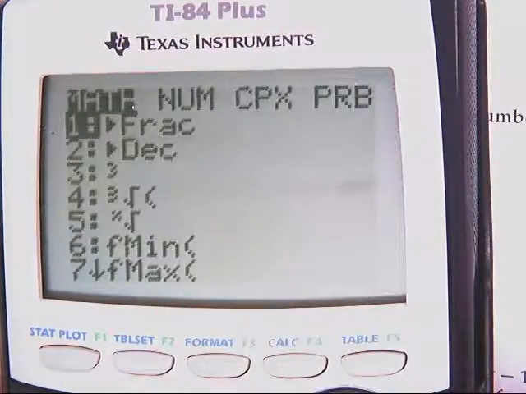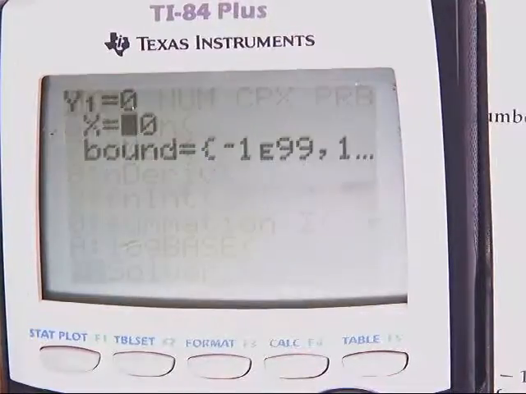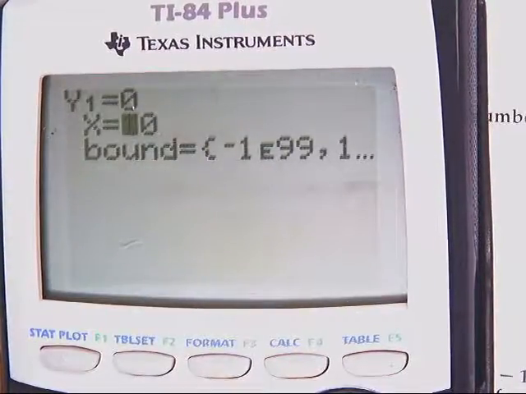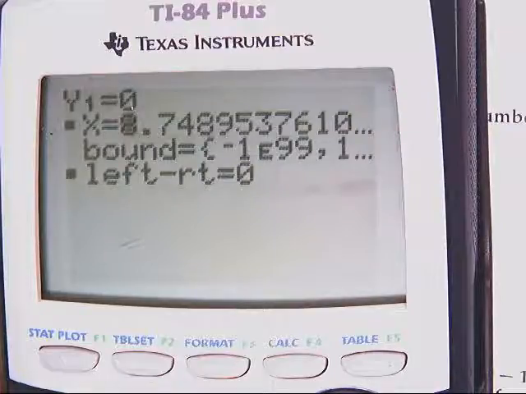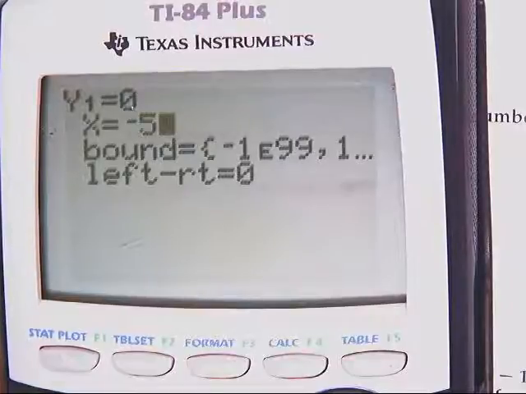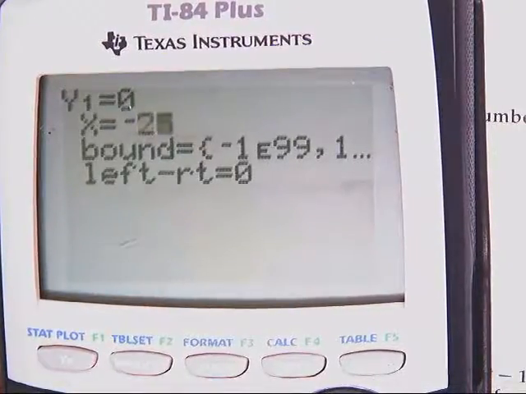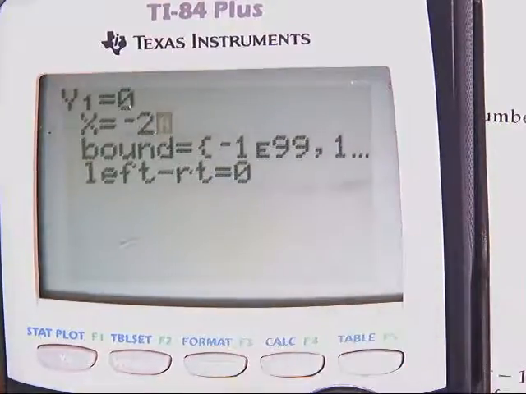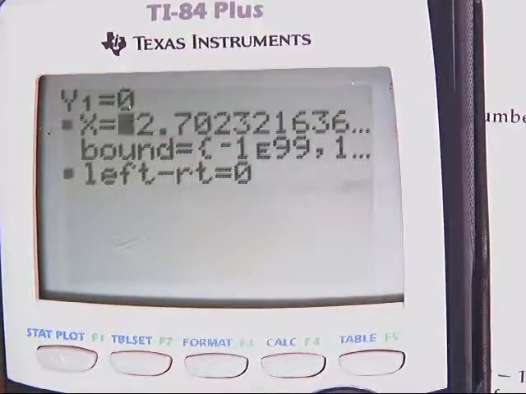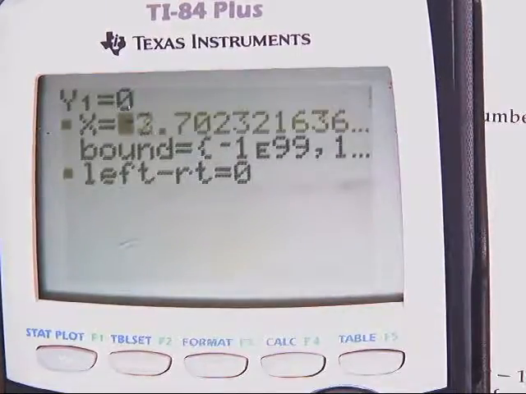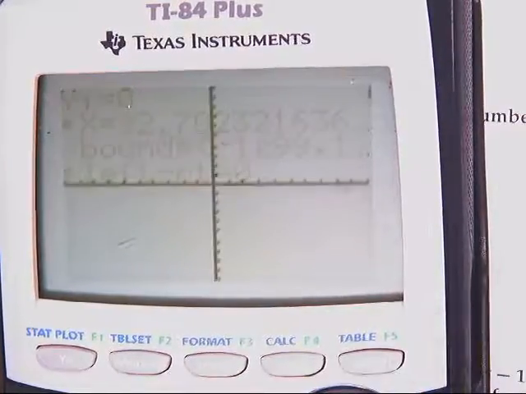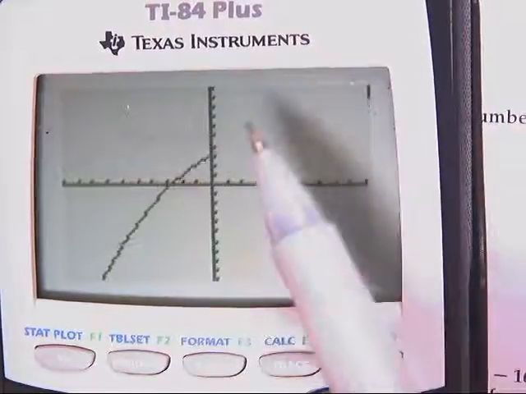So that would be math, solver, enter, alpha, enter. And there's the big one. And then we need a number over on the left side. So -5 is out there. You could put -2 right there if you wanted to. Alpha, enter, it's going to find the closest one to -2. You could put -3, alpha, enter, and it's going to find the closest one to -3. Well, this is the closest one right here.